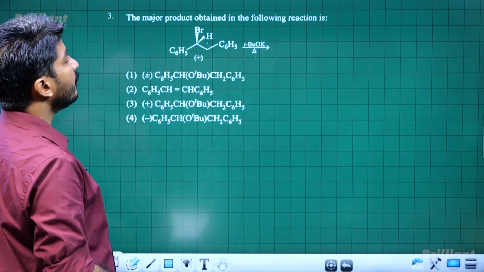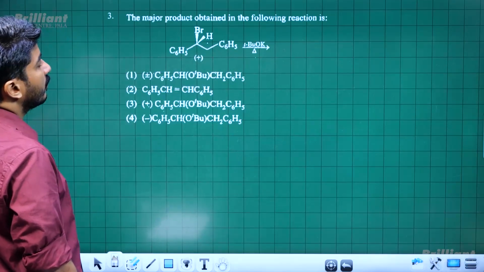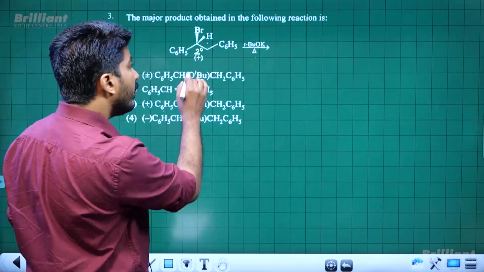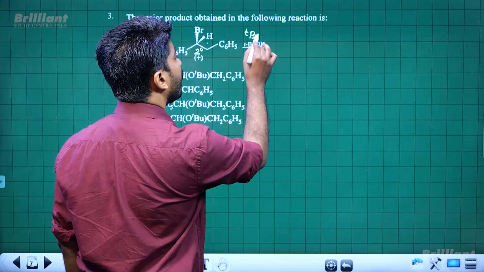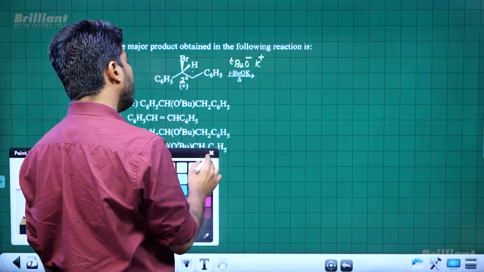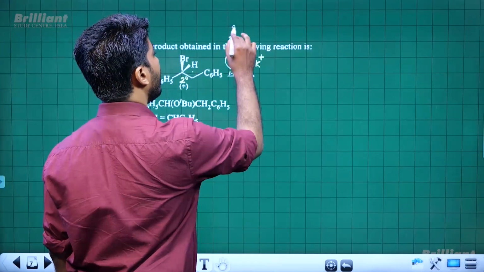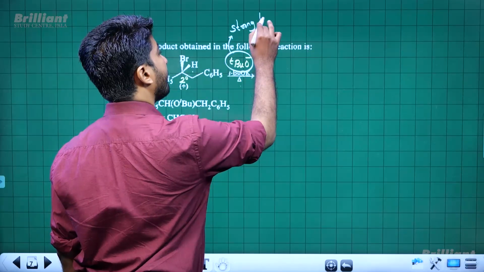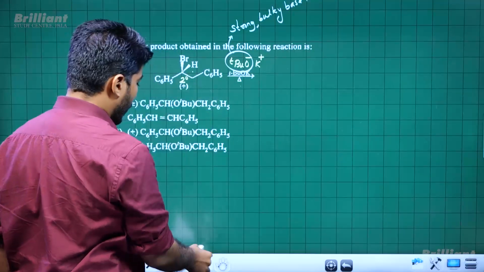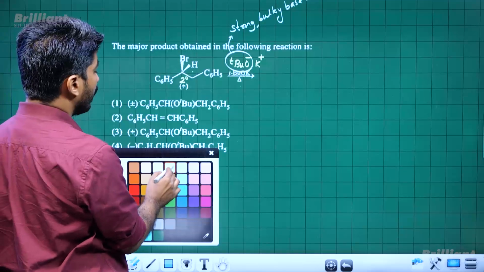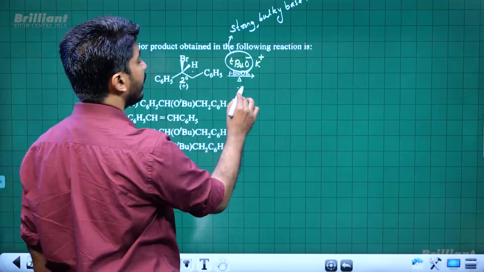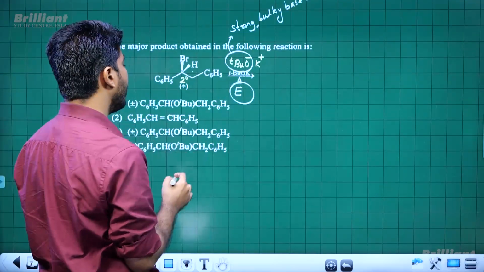Okay, next question is, the major product obtained in the following reaction is, we are given with a secondary haloalkane, and we are using tertiary butoxide. If it is not clear, it is tertiary butoxide, which is a bulky, strong base. Strong base, bulky base. And you know that secondary it is, and secondary the nucleophilic substitution is going to be difficult, and this will be primarily elimination reaction, and elimination reaction occurs.